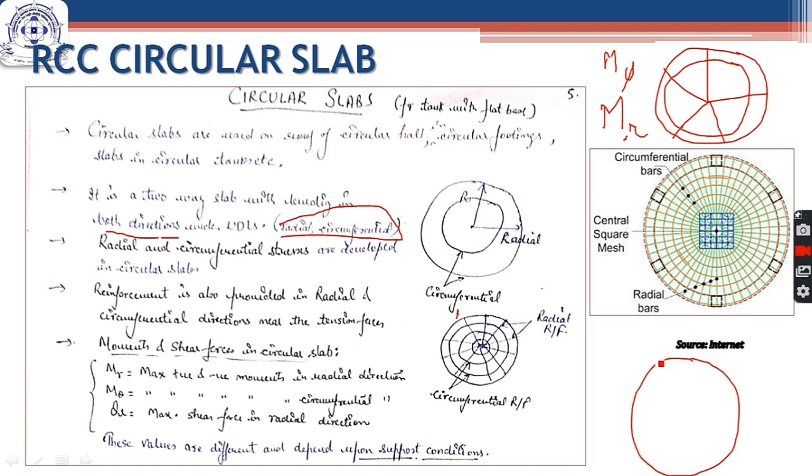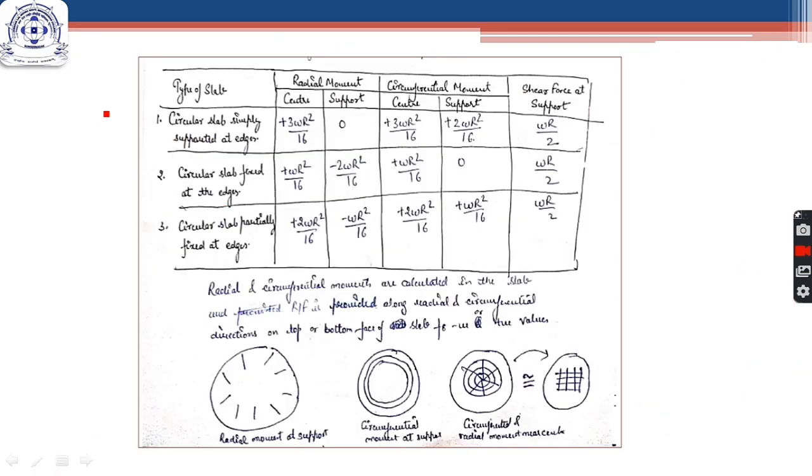So what we do here is that we calculate moments at different places. This is the support region of your circular slab, and this is the central region of your circular slab. So we calculate the moments at support and moments at the center of the circular slab according to our support conditions. So let us look here how we calculate it. This is a table given in your code for the different support conditions and for the calculation of moments and shear force of circular slab. This is very simple. First of all, you need to know which support you have.